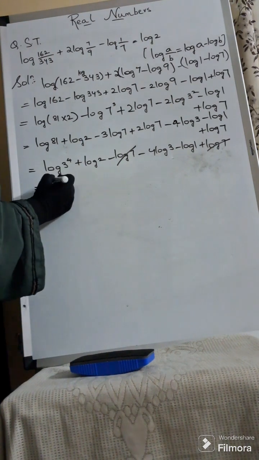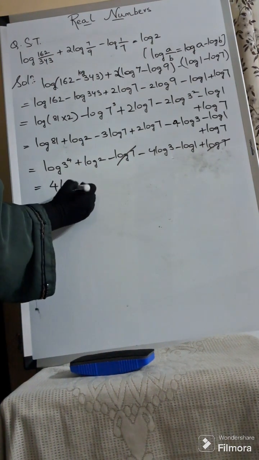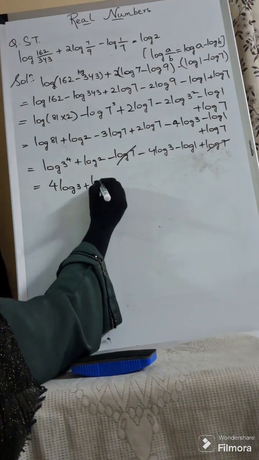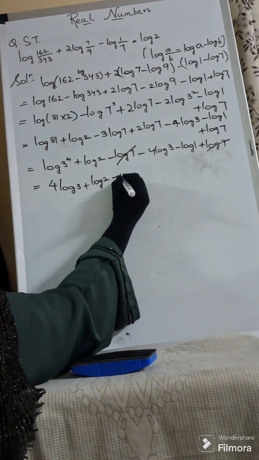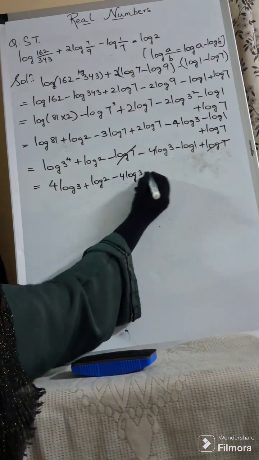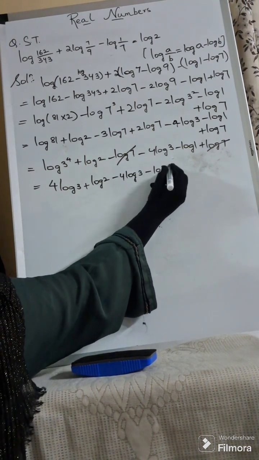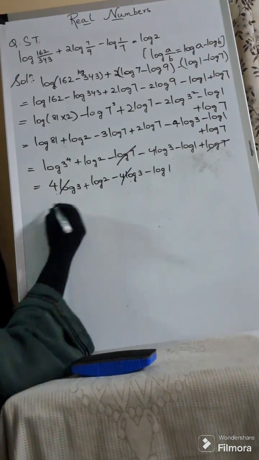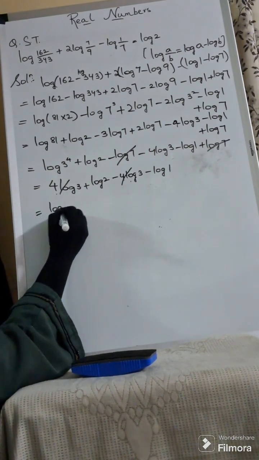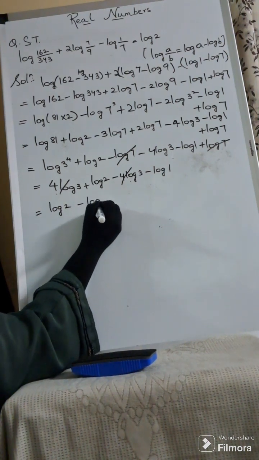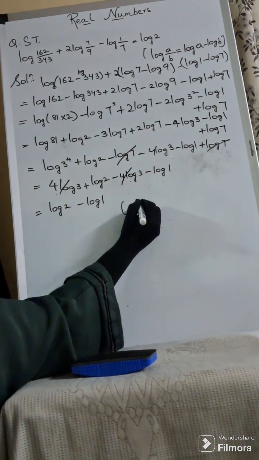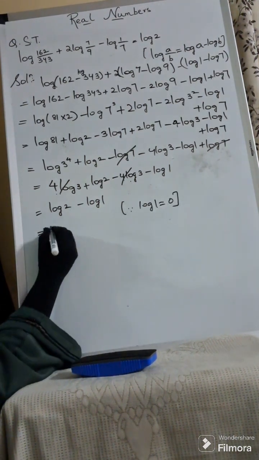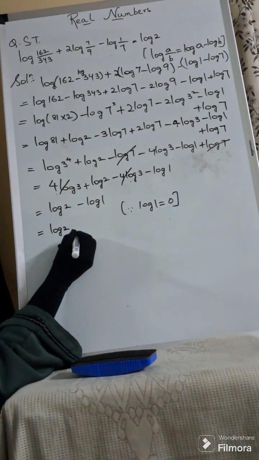Log x power n again. So 4 log 3 plus log 2, again minus 4 log 3 minus log 1. So here plus 4 log 3 minus 4 log 3 again cancel. Now we are left with log 2 minus log 1. Since we know that the value of log 1 is nothing but 0, your answer will be log 2.